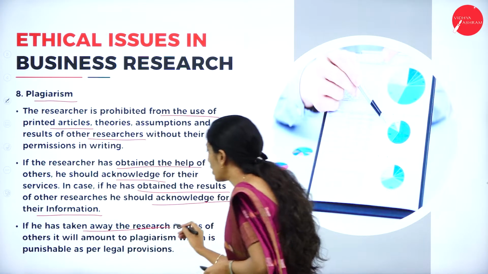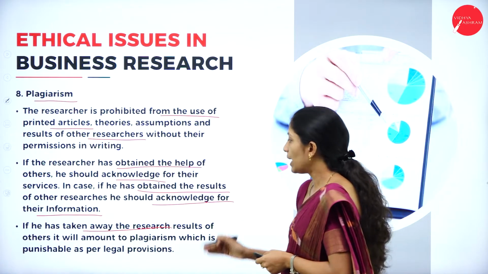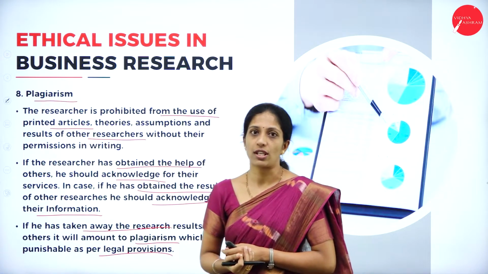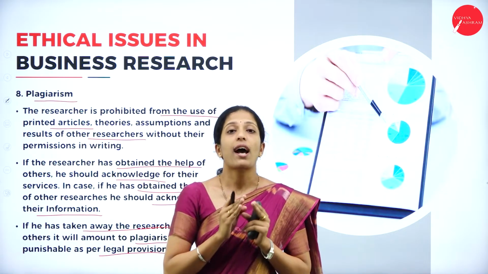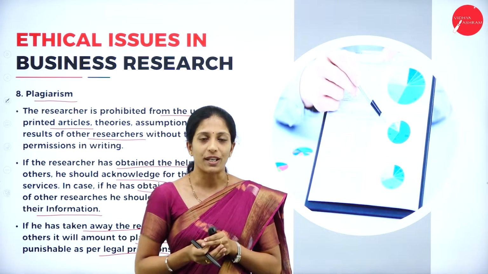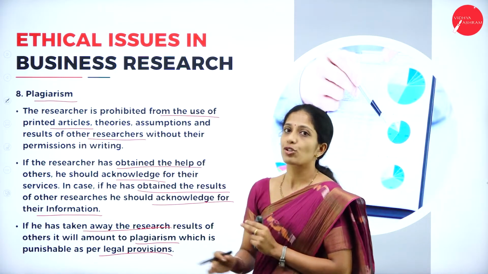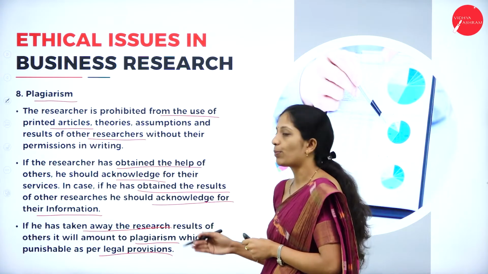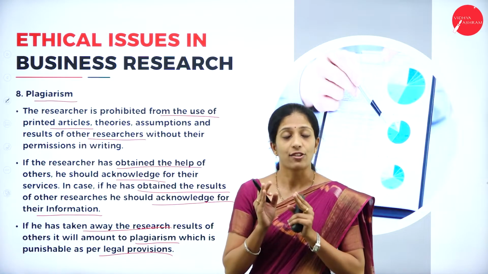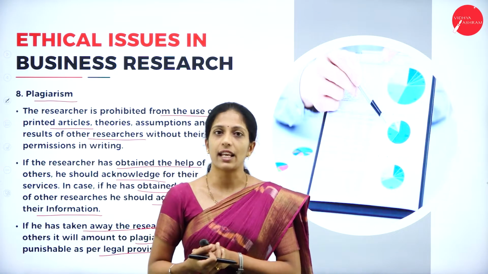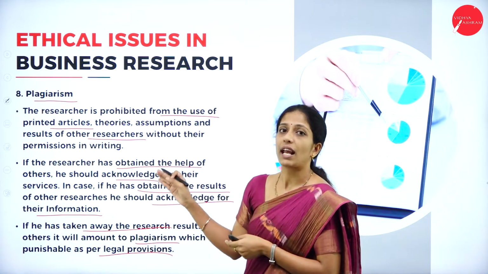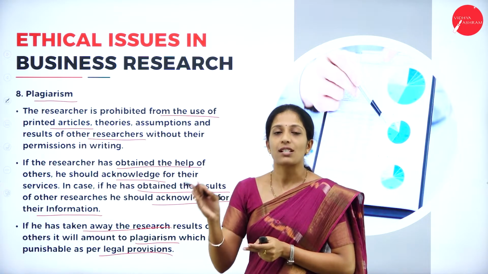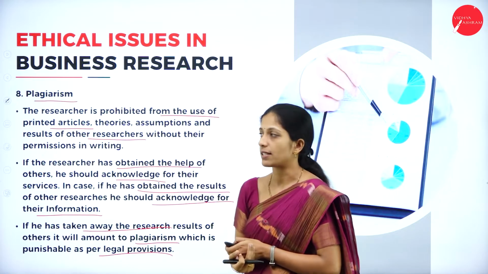If he has taken away the research results of others, it will amount to plagiarism, which is punishable as per legal provisions. So I have told you here the researcher has no right to take others' information. Suppose he has taken it, it leads to plagiarism and will ultimately be punishable as per legal provisions. So he has to take permission, then he can take the information. At the same time, he has to give an acknowledgement for the information or the services used by him. Suppose he does not, then it leads to plagiarism.